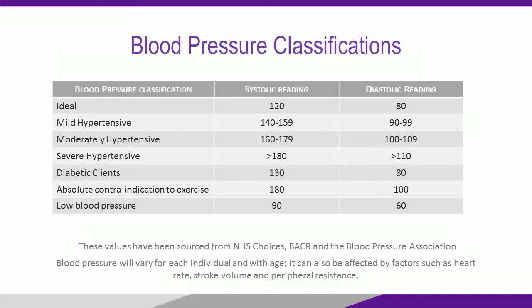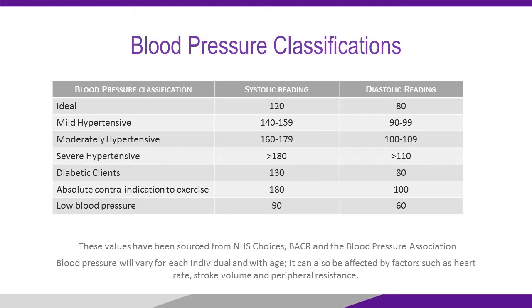So if we look at some blood pressure classifications, we can see that an ideal blood pressure would be around 120 over 80 millimetres of mercury. So this value or under is considered ideal. When we get closer to 140 over 90, that's when we're starting to get towards the mild hypertensive ranges. Anything in between these two values is considered the high side of normal. So for example, a reading of 135 over 85 would be considered high side of normal.